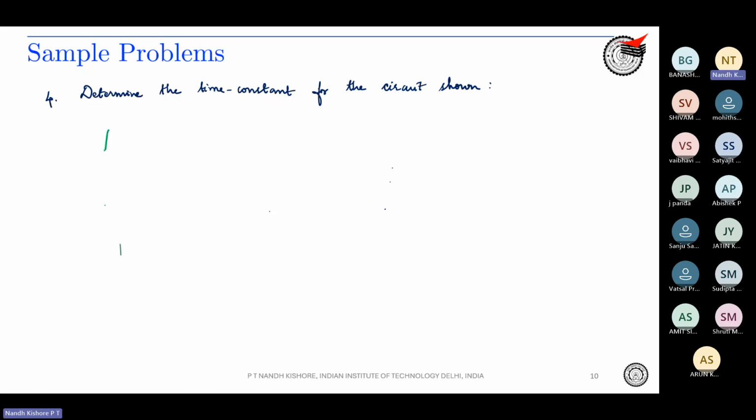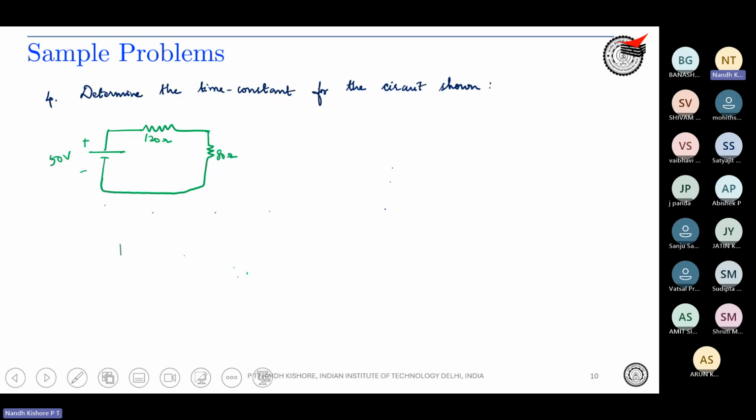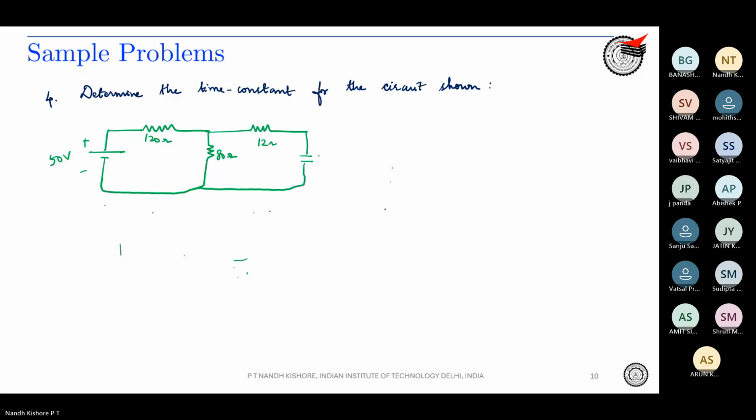So you have 50 volts, 120 ohms, 80 ohms, 12 ohms, 50 millifarad. Okay. So we just have to find out the time constant for the circuit.